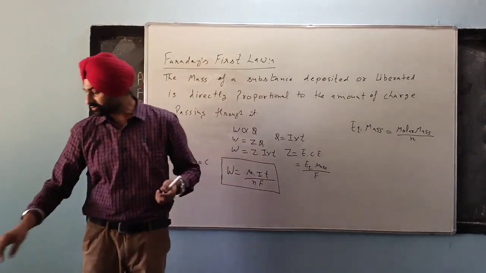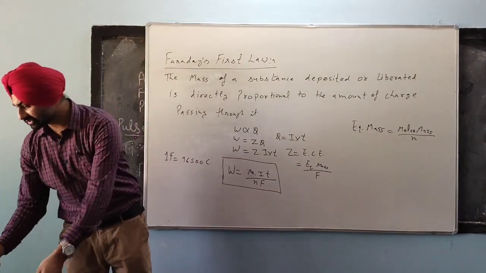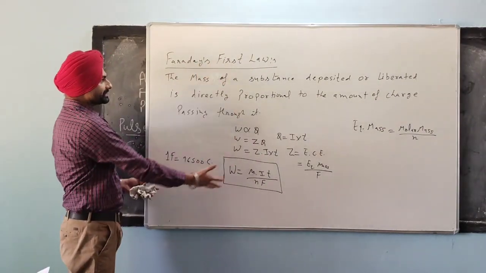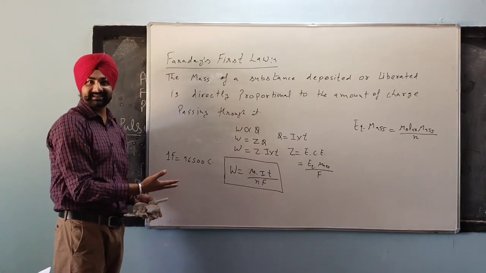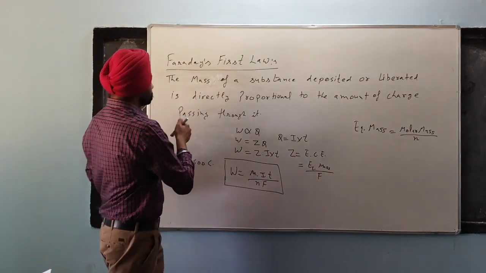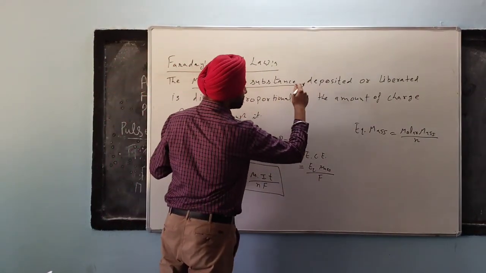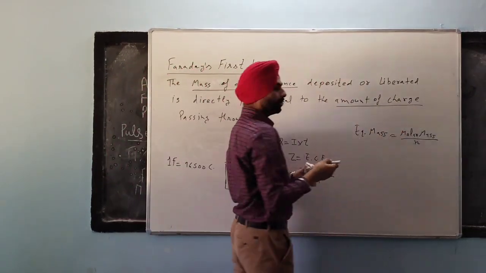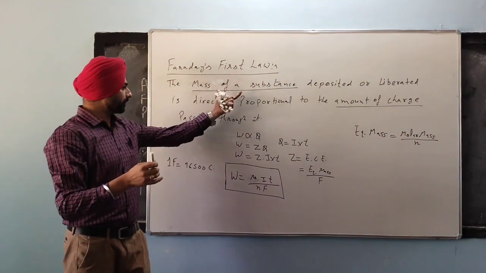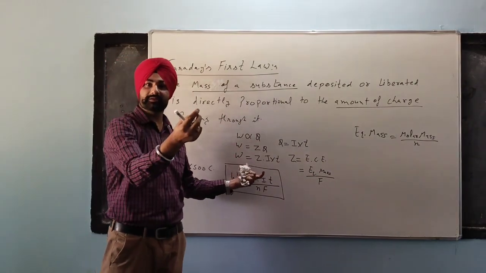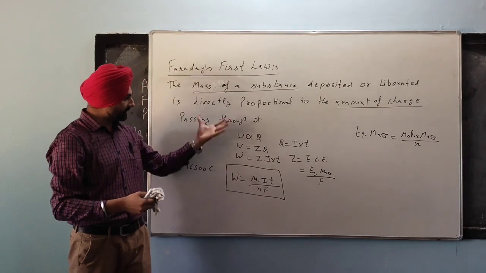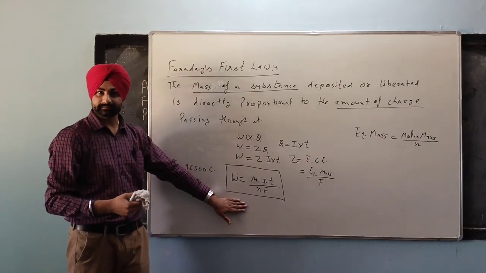One question is from 2015 and another question is from 2018. I have got the equation. So this is Faraday's first law of electrolysis. Again repeating, the mass of substance deposited is directly proportional to the amount of charge. The more charge you pass, the more substance will be deposited. The less charge you pass, the less will be deposited. So just using these values, we have got this final equation.